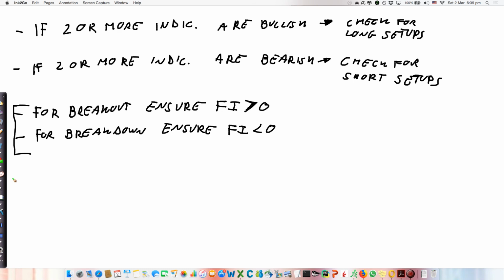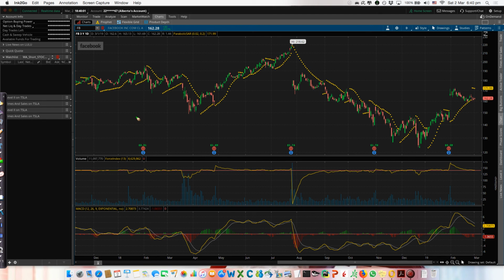So for now, the way to use indicators that I suggest for trend following setups is this idea. We have 3 indicators, and then we check if 2 out of 3 are bullish. Like here, for example, let's see where. You see here we have parabolic stop and reversal bullish, force index bullish, and MACD bullish. So here we have 3 out of 3 bullish.